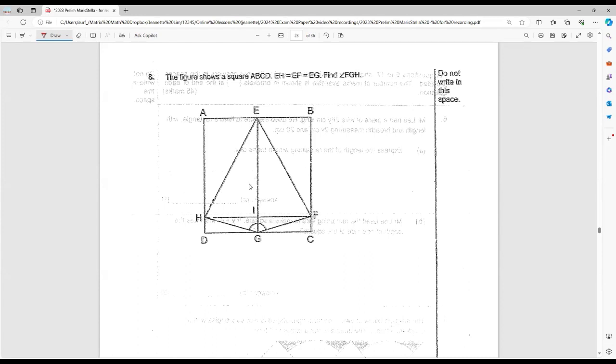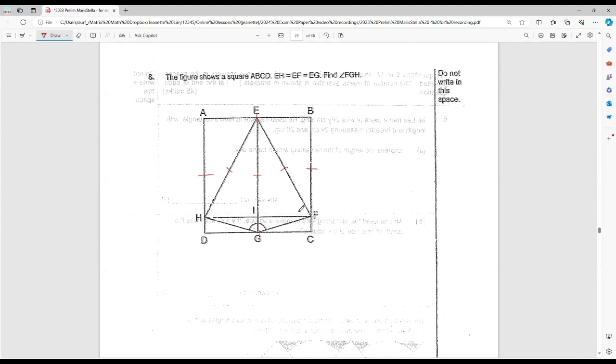Now let's label all the equal sides. This side, this side, this side, and this side. Then they said that EH equals EF equals EG. So basically all these three lines are equal. Now EG is the same as the side of one square, so I can use a single line because the sides are actually all the same. So we actually have isosceles triangles.